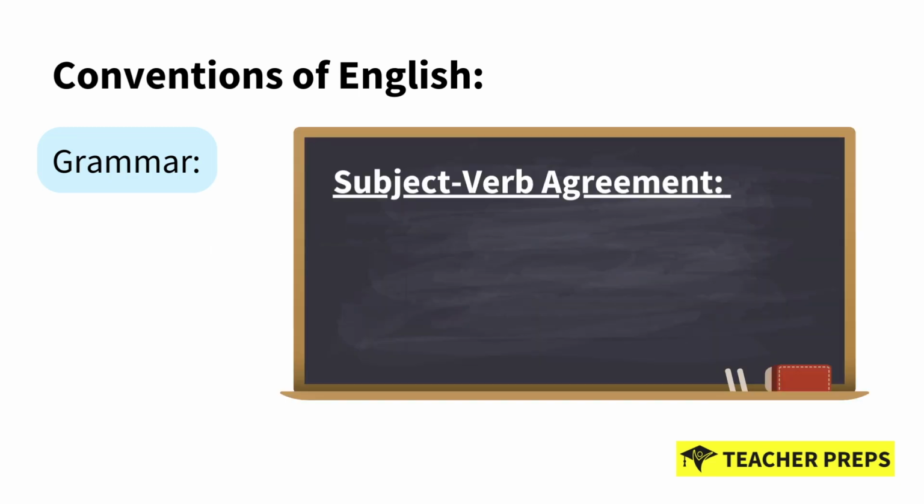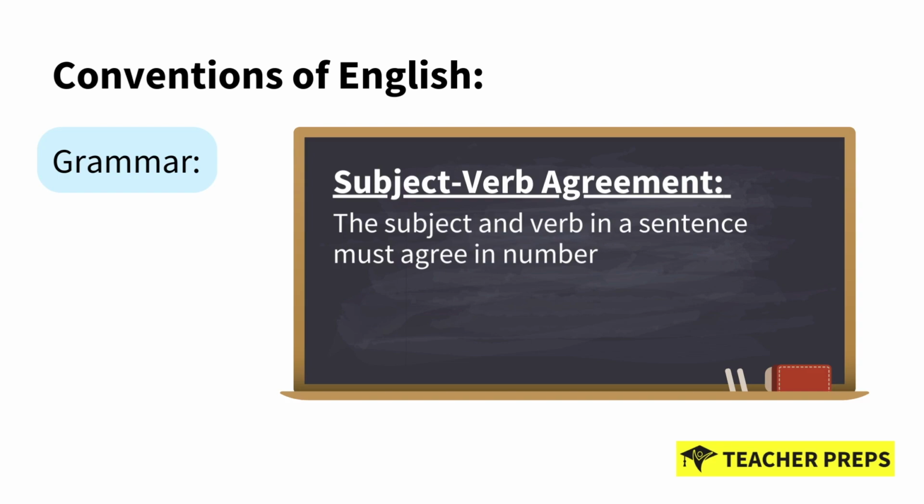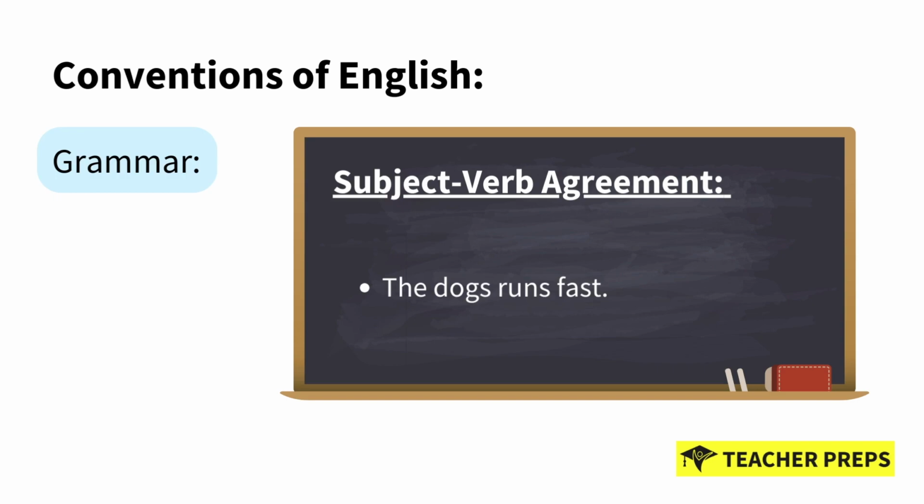Next, we have subject-verb agreement, which means the subject and the verb in a sentence must agree in number. Remember, singular or plural. Let's look at a couple of examples. The first is incorrect. The dogs runs fast. And the second is correct. The dogs run fast. So we can think about this and teach it to our students so they know the correct grammar usage.